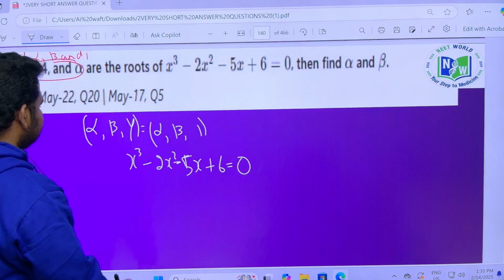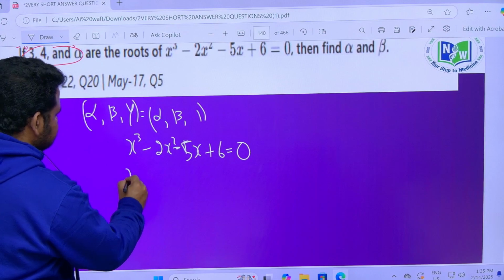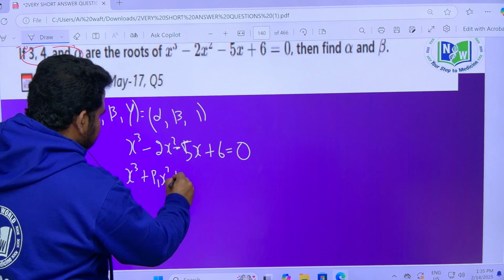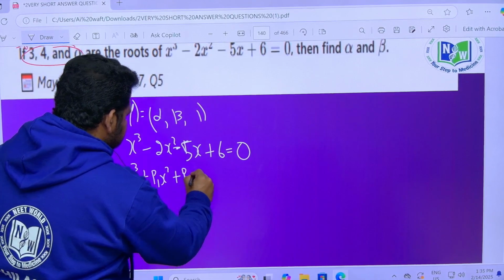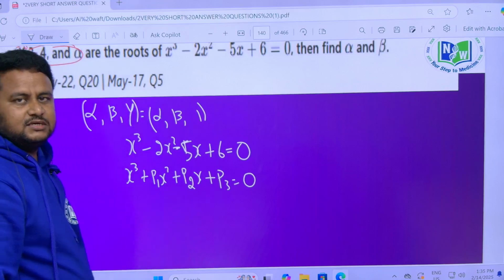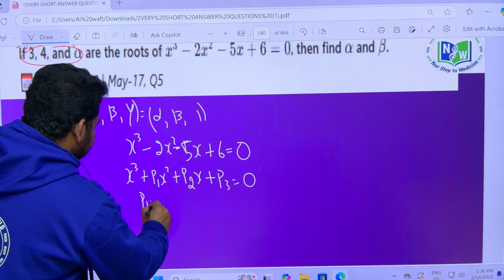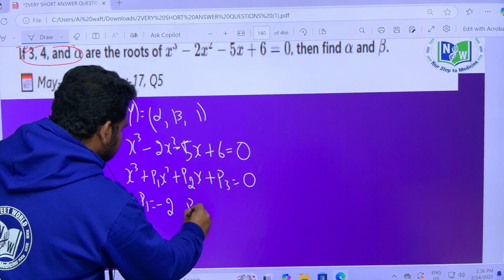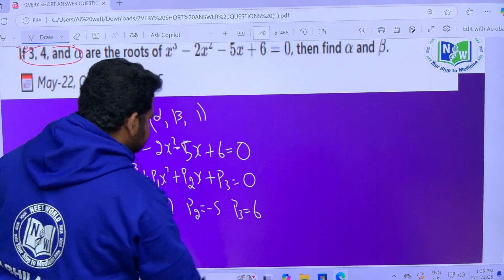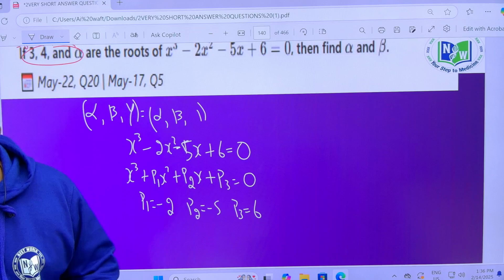So what we can do is compare it with the standard equation. When you compare it with the standard equation, what will happen? The standard equation is x cube plus p1x square plus p2x plus p3 is equal to 0. So by comparing, p1 is equal to minus 2, p2 is equal to minus 5 and p3 is equal to 6.